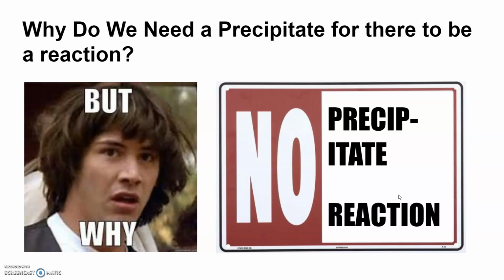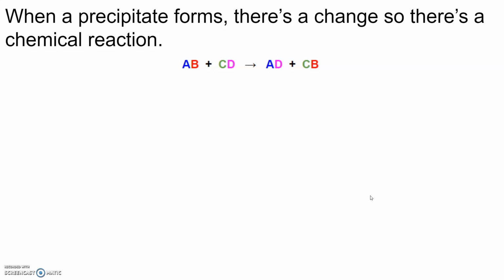So before we go into what net ionic equations are, one of the things we learned in Part 1 is that in order for there to be a precipitate reaction, there has to be a precipitate. So no precipitate, no reaction. And your question may be, well, why? Why does that need to be the case? If you're forming two new ionic compounds, why does one need to actually be a solid in order for it to be a reaction?